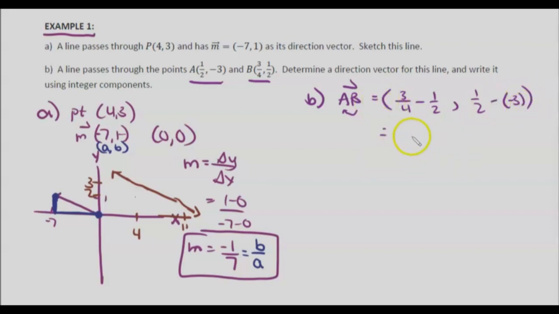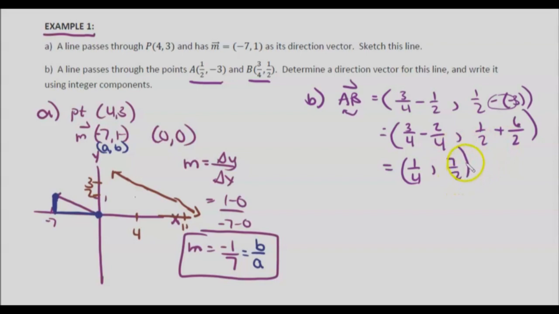Okay, this is just math. So we have 3/4 minus 2/4, right? Common denominators. And then 1/2 plus, because negative is a plus, 3, and 3 over 1 is 6 over 2. So we get 1/4, comma, 7 over 2. So this is technically vector AB.